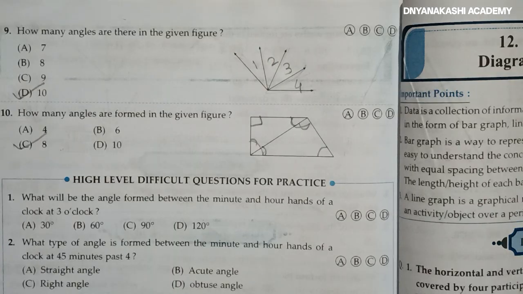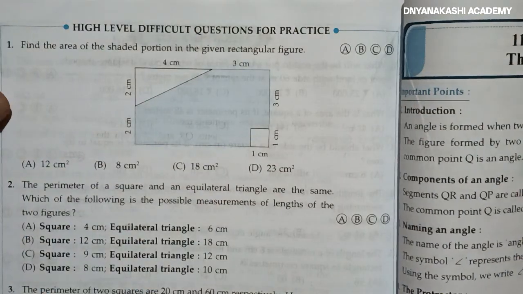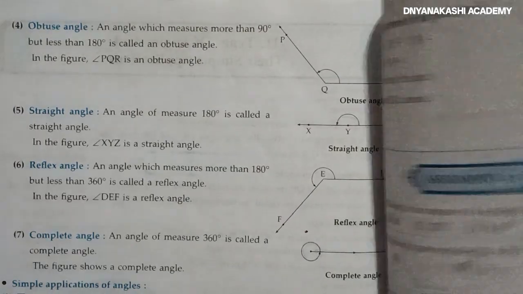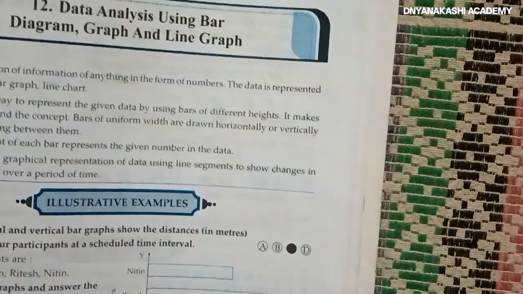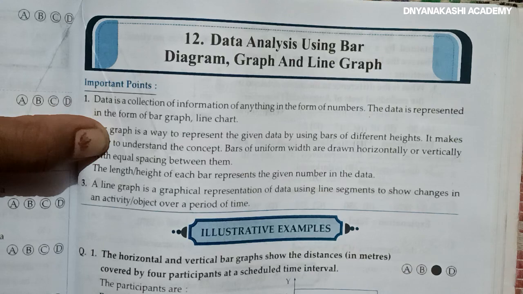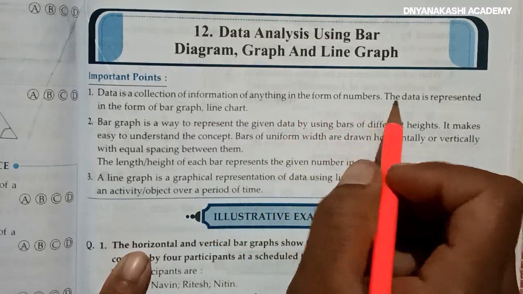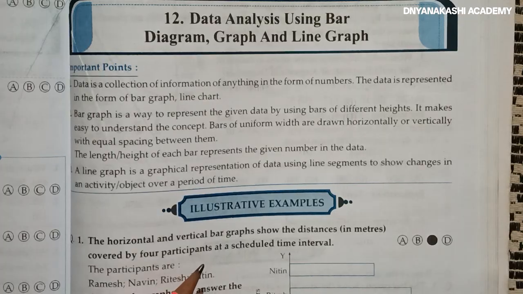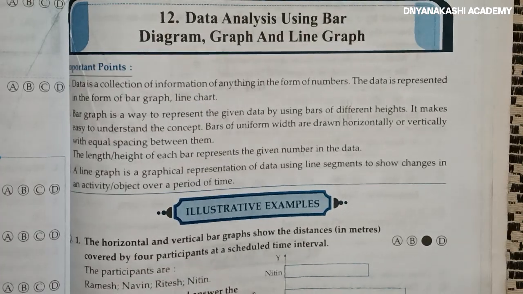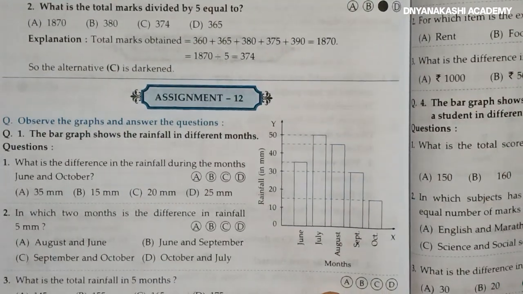Okay, this is the chapter based on the Navodaya entrance exam: types of angles and the simple application. Practice these well. The next chapter is data analysis using the bar graph, bar diagram and line graph. In this chapter, we have to analyze the bar graph and line graph. How are the questions formed here? How to analyze the graph here? We discuss that now. And the assignment number 12 questions are like this.